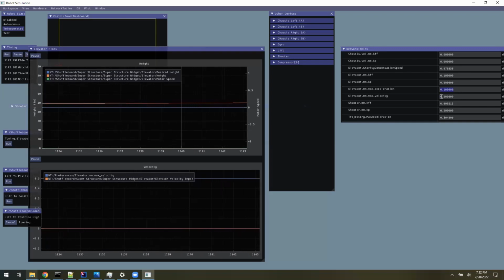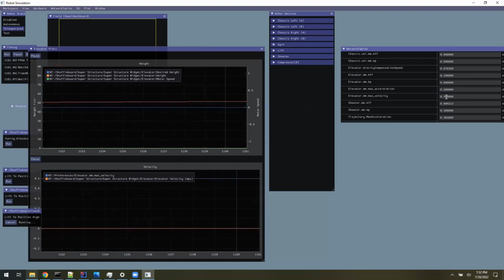So if my max velocity is this, let's say that I wanted it to take a second to get to the max velocity, and my max velocity was 0.5. What should my acceleration be for me to get there in 1 second? 0.5 as well.